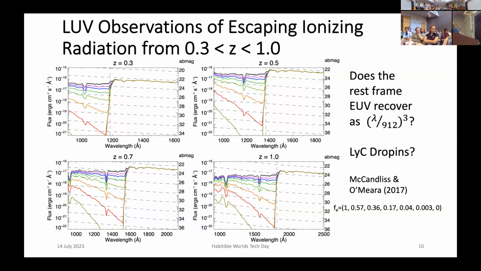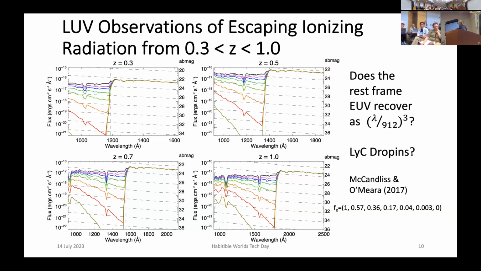So this is the ionization cross section writ large on the EUV radiation coming out of star-forming galaxies. And the different levels here are expressed in terms of the escape fraction of the Lyman continuum coming from these galaxies.